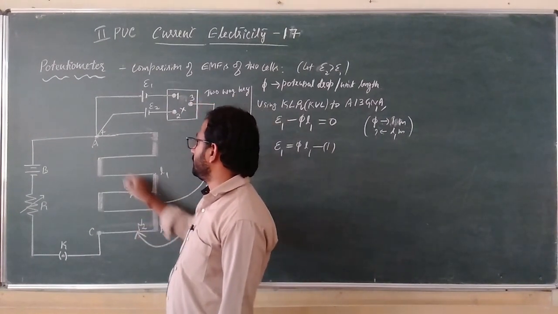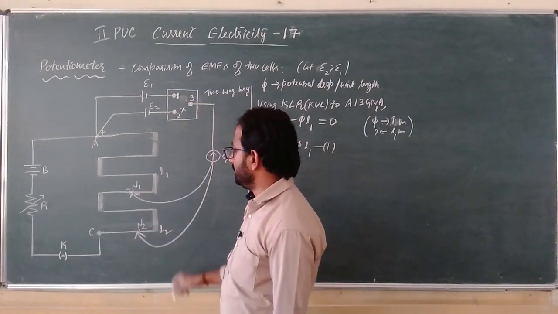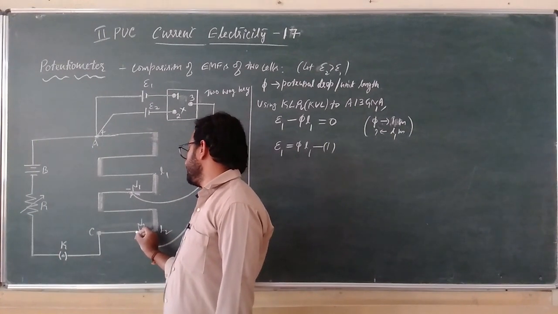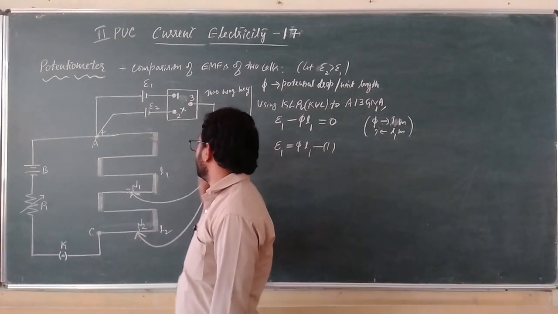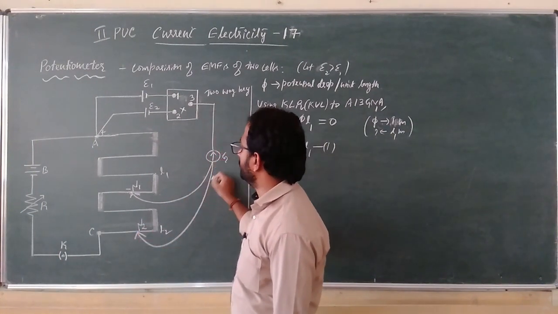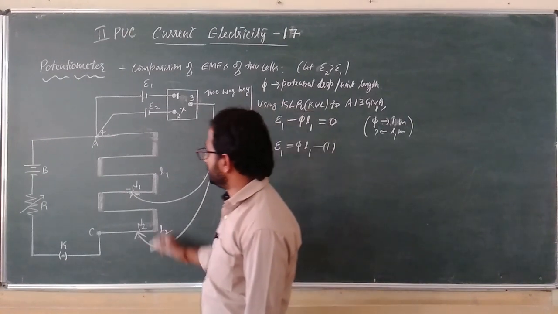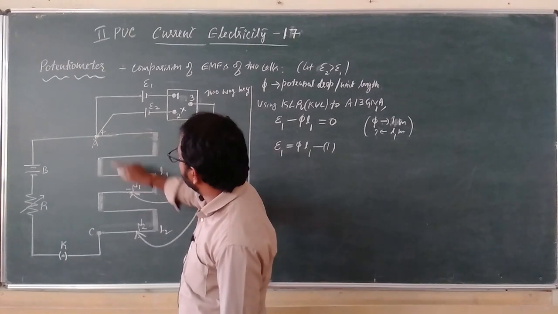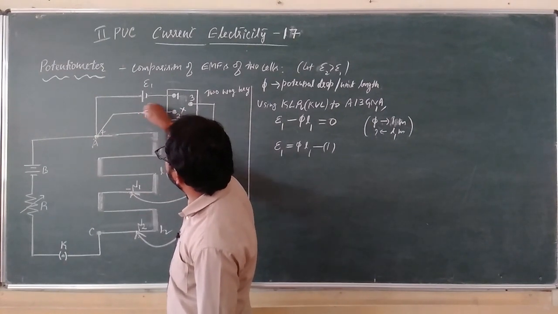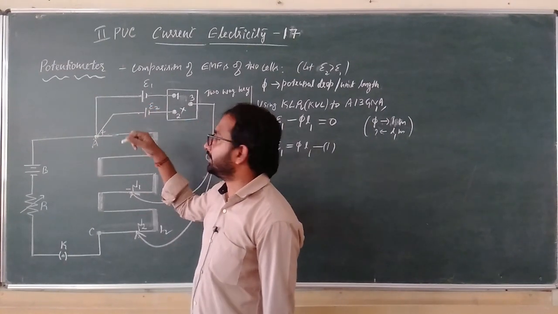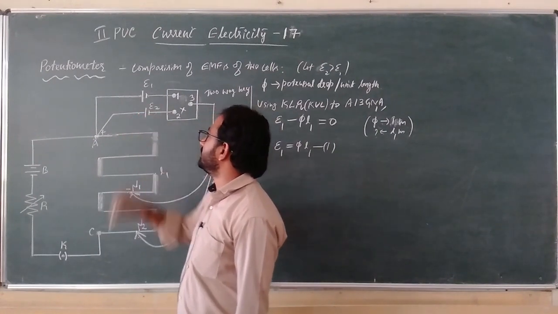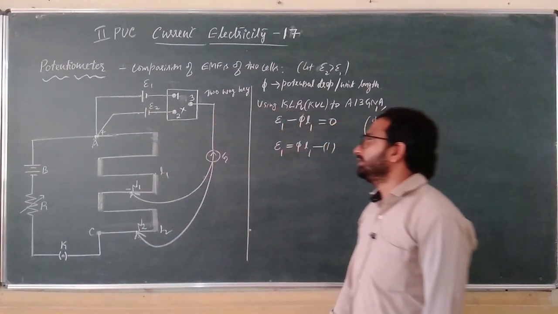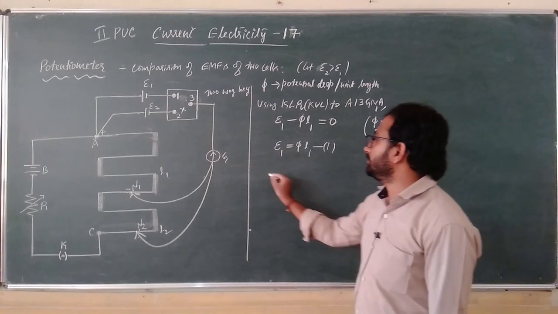Move the jockey along the wire to a particular point N2. The galvanometer shows 0 deflection. There is no current flowing through the galvanometer. It means the potential difference between these two points A and N2 is equal to the potential difference across the electrodes of the cell. It is E2.